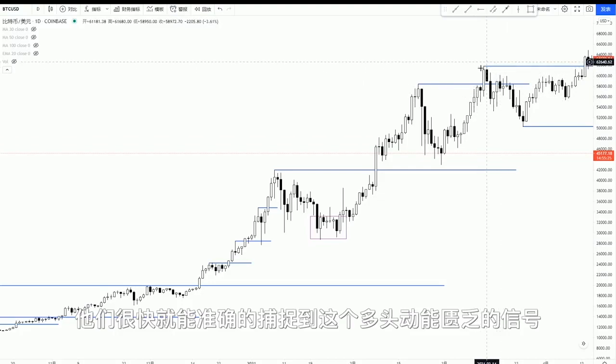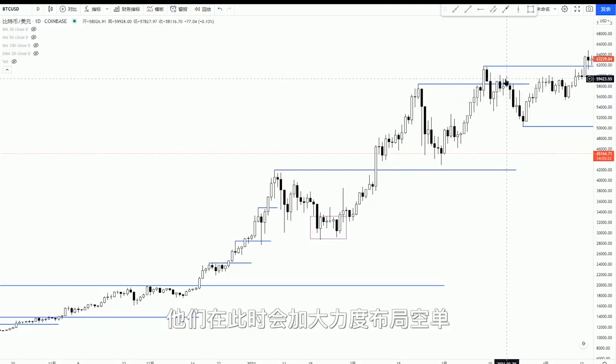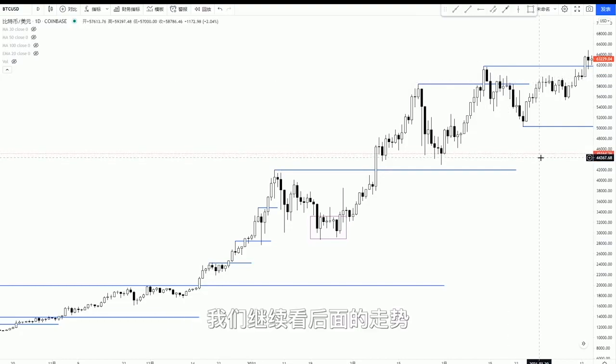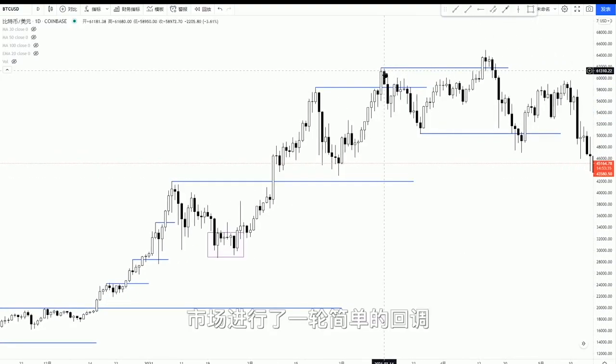We continue to see the trend behind. The market carried out a simple round of correction. The extent of the correction is relatively healthy, but here the buyer is not the main institution.